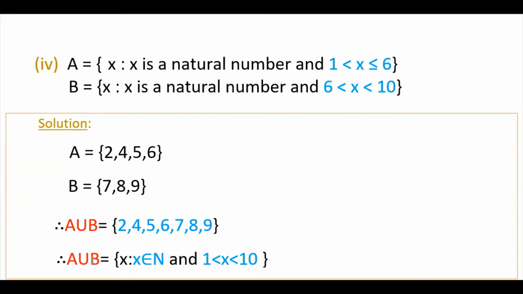If you write in a set builder form, A union B is equal to x such that x belongs to N, because all these numbers are natural numbers. And here if you observe, all these numbers are greater than 1 and less than 10. So you can write 1 less than x less than 10.